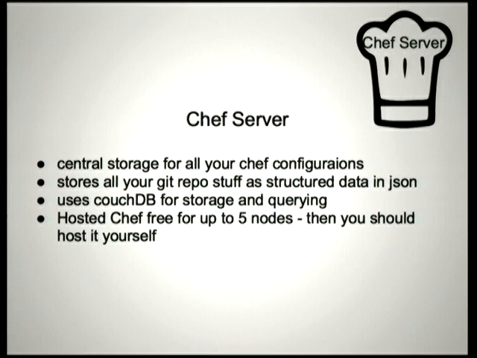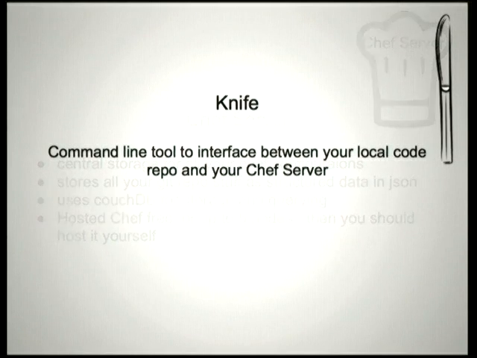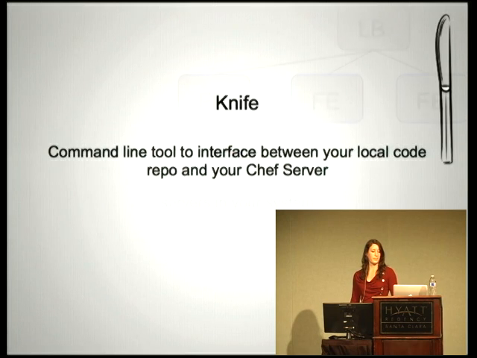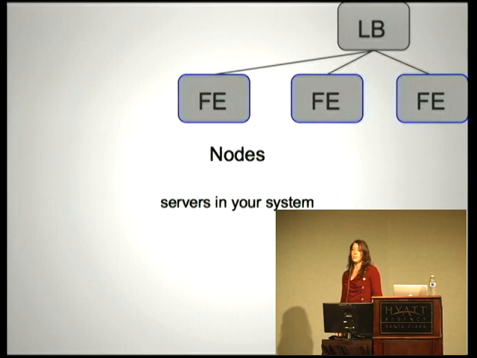Additionally, hosted Chef, Opscode will host up to 5 servers, configuring 5 servers for you, and then you have to pay. But you can host your Chef server yourself, so it can be free forever. Knife. Knife is the command line tool that allows you to talk from your local workstation to your Chef server. So when I make changes or update code or create new programs, I use Knife to basically sync them to the Chef server. Nodes are just servers in your system, so your load balancer, your front-end server.